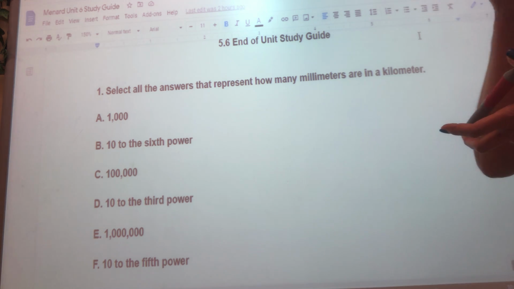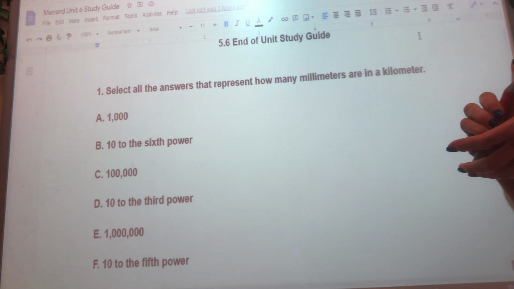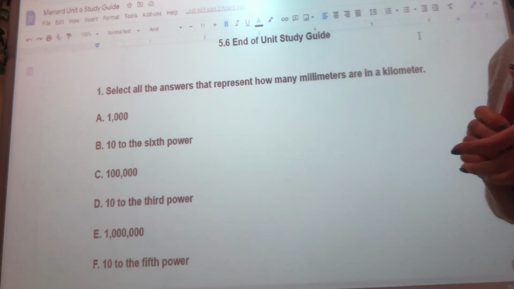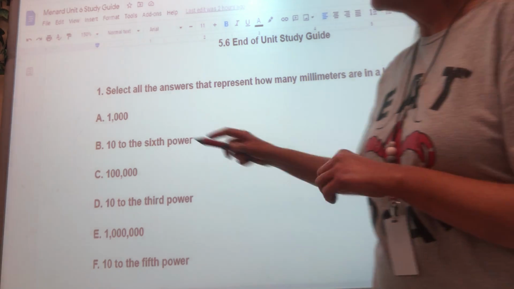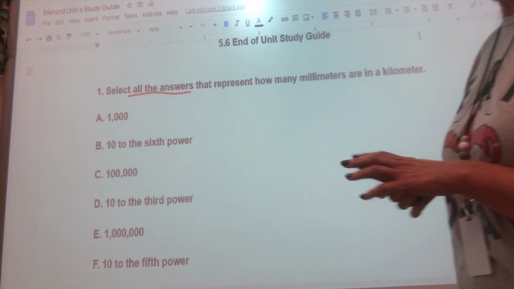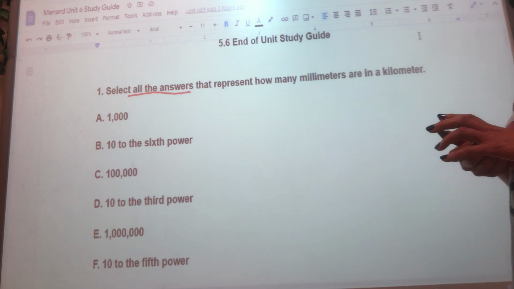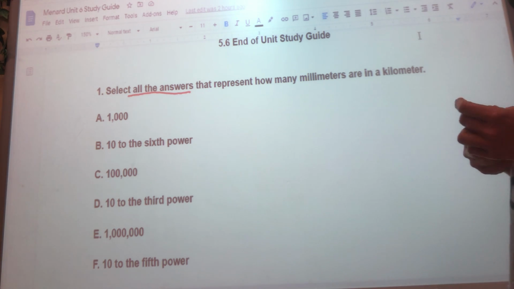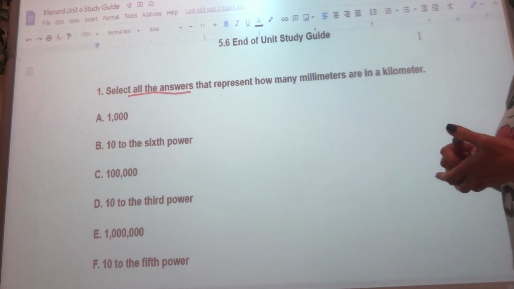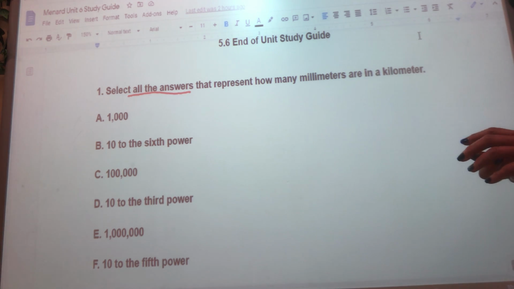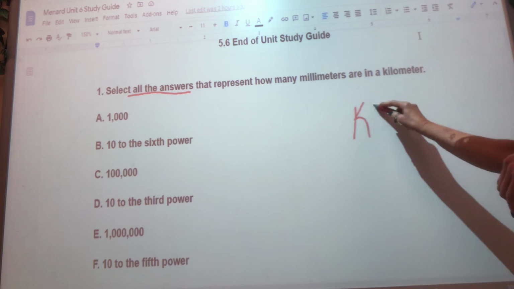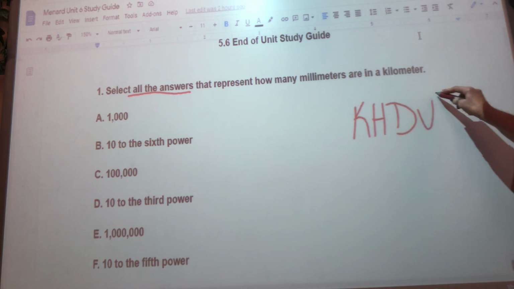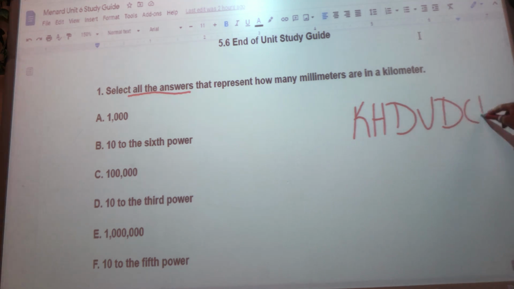All right, on the first one, be careful, it is not just a multiple choice question. It says select all the answers. Anytime it tells you to select all the answers, you know there's going to be more than one. And it asks us how many millimeters are in a kilometer. If we look at King Henry, how many jumps are between kilometers and millimeters?